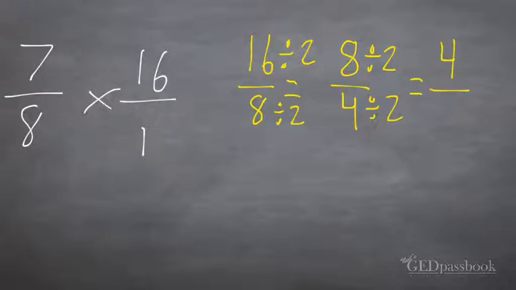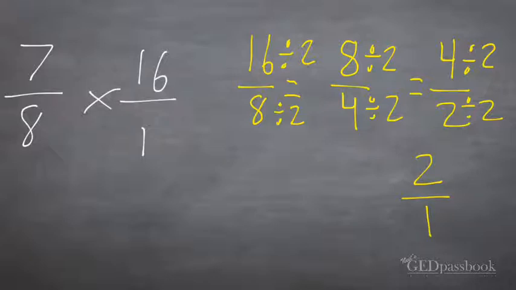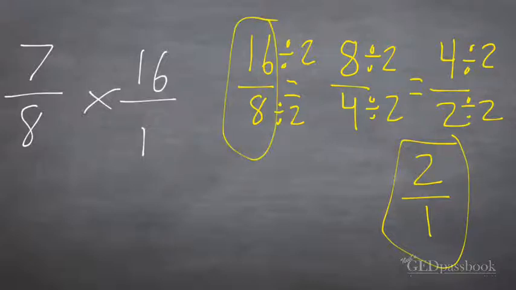4 divided by 2 is what? 2. Now, could 4 over 2 be simplified? Yes. To what? 1/2. If you wanted to continue on with the trick of dividing by 2, go for it. What we end up getting is 2 over 1, right? 4 divided by 2 is 2. 2 divided by 2 is 1. That's what 16/8 simplifies down to. Do we get that?